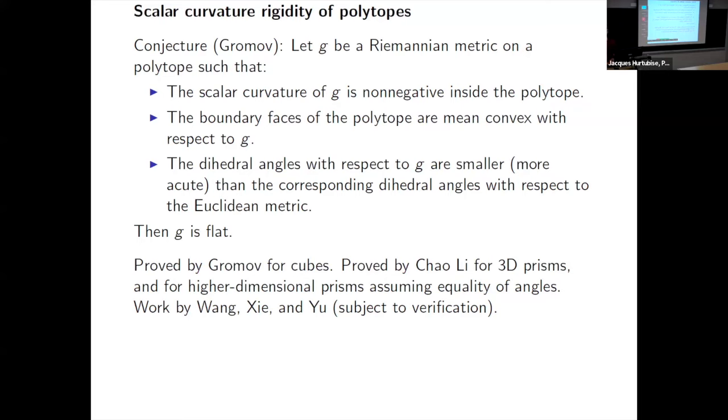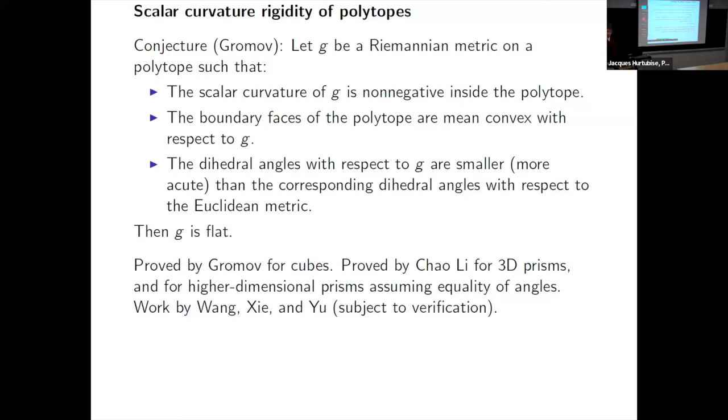There's a beautiful result by Chao Li, where he verified this conjecture for prisms in 3D. And then he has a higher dimensional result, where he considers higher dimensional prisms. But in higher dimensions, he needs to assume equality of angles. So the original conjecture assumes inequality of angles, but under an assumption of equality, Chao Li was able to prove it in higher dimensions for prisms.